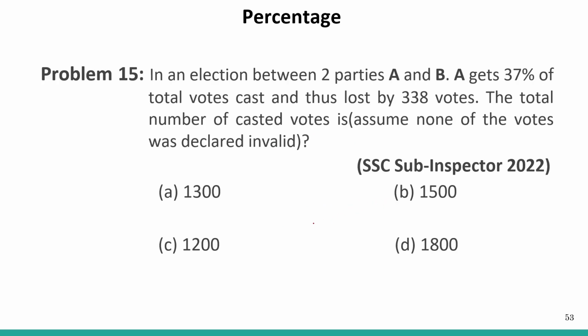Problem number 15. An election between two parties A and B. A gets 37% of total votes cast and thus lost by 338 votes. Assume none of the votes was declared invalid. What we want to calculate is the total number of cast votes. Is it 1300, 1500, 1800 or 1200?